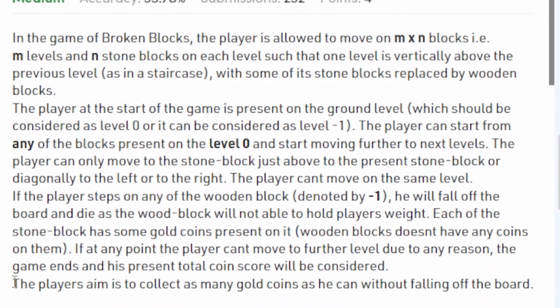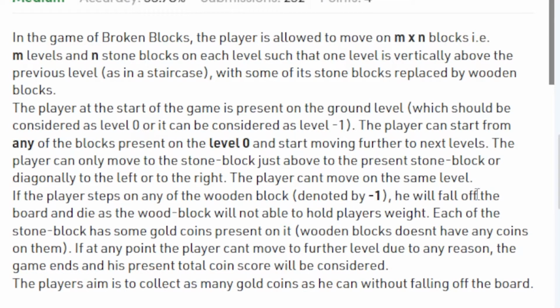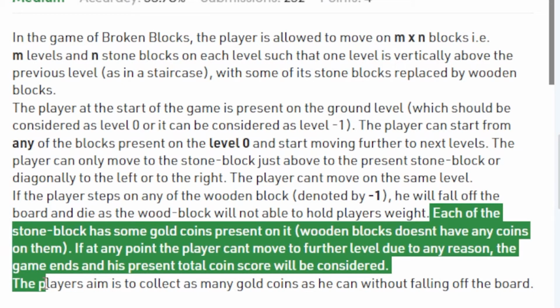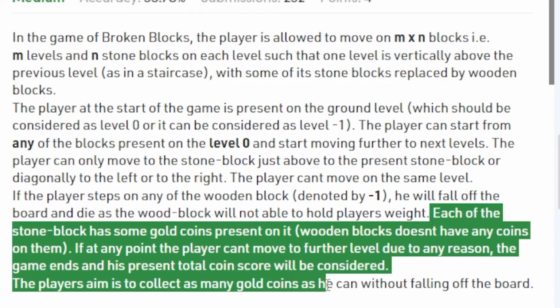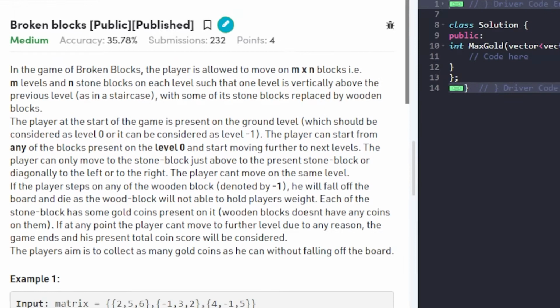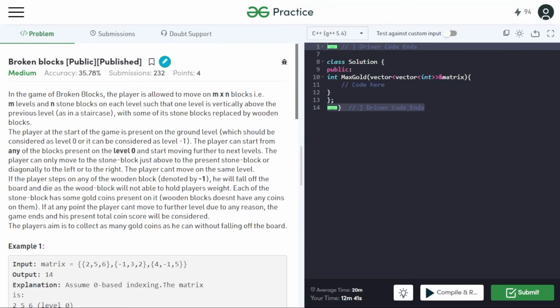In each of the stone blocks, we have some gold coins present. The player aims to collect as many gold coins as possible. We have to find the maximum number of gold coins the player can achieve. This is what we have to find.